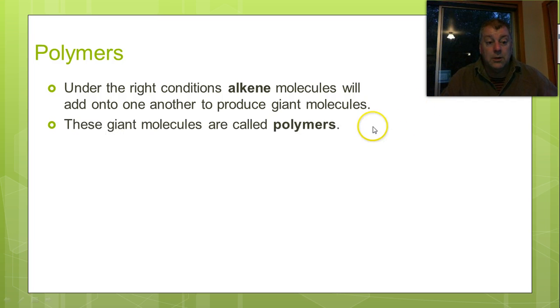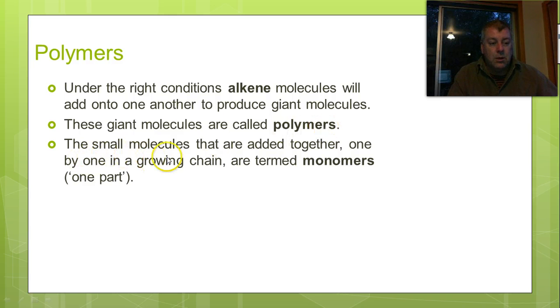Now these giant molecules are called polymers. Polymer, the poly meaning multi, and we'll get where the mers come from in a sec. The small molecules that are added together have their own name, and they're called monomers, derived from one part. These monomers make all the pieces in the chain. So a monomer is like one link in a chain, and when you put all the links together, all the monomers, you get the polymer.